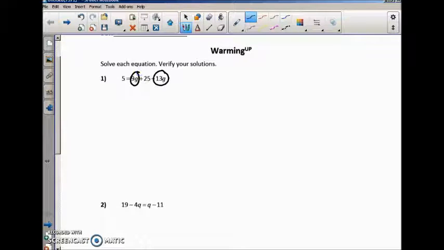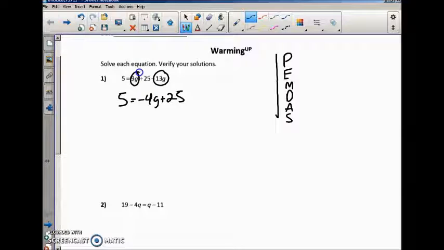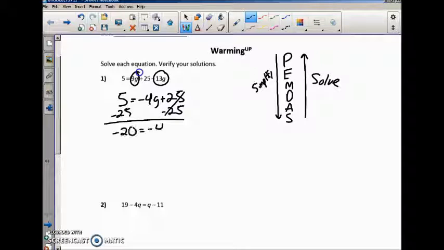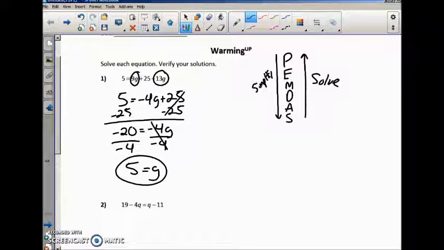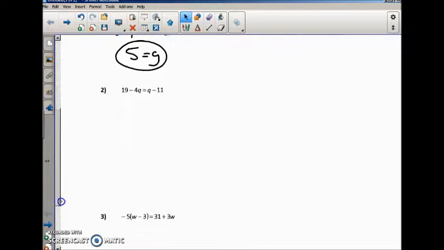Alright guys, going to start off with an equation here. Find your like terms, push them together. Again, we're working backwards from PEMDAS. So you go down to simplify, up to solve, subtract 25, divide by -4 here, you end up with 5 as your answer for g.